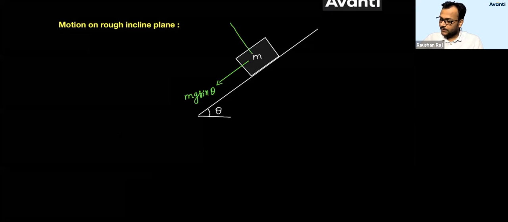Perpendicular to the plane there will be one normal force that will act, and that will be equal to normal N. Normal to the plane, there will be one component of mg that will also act, and that would be equal to mg cos theta.